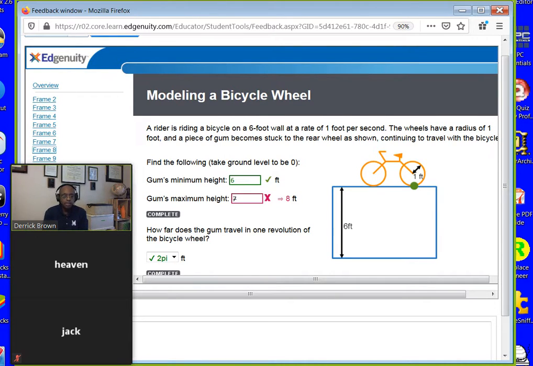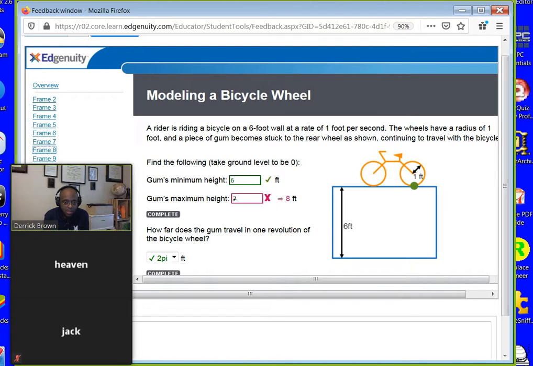All right. Give me a second to digest this scenario. Okay. Riding a bicycle on a 6-foot wall. Who does that? I don't. At a rate of 1 foot per second. The wheels have a radius of 1 foot. A piece of gum becomes stuck to the rear wheel and continues to travel with the bicycle.